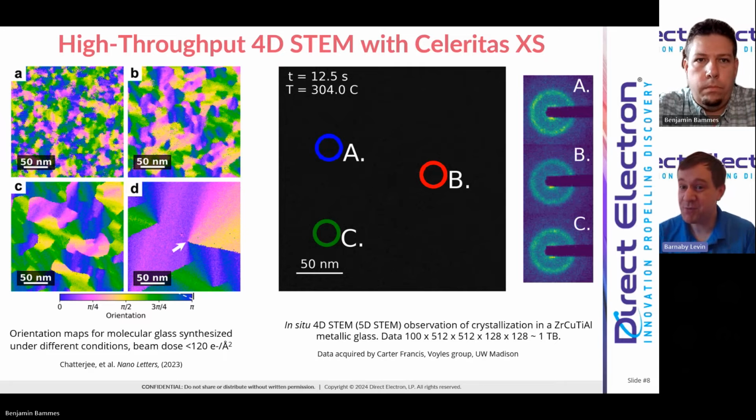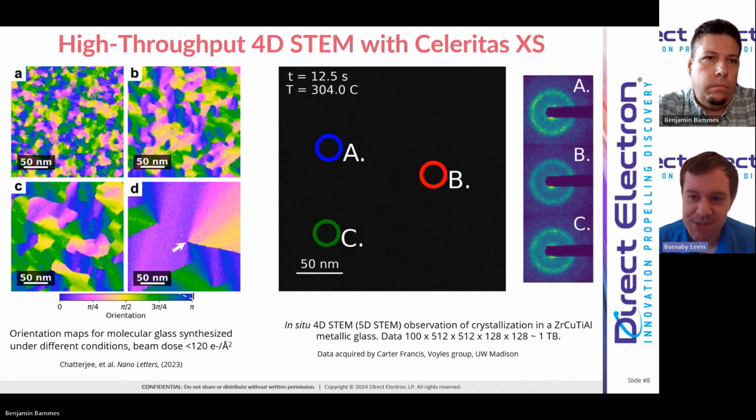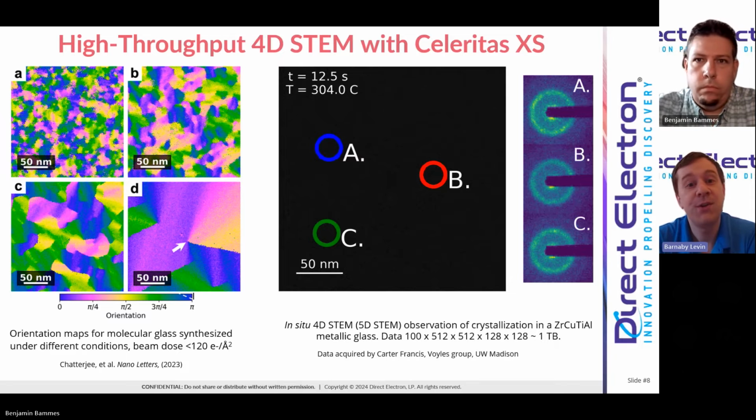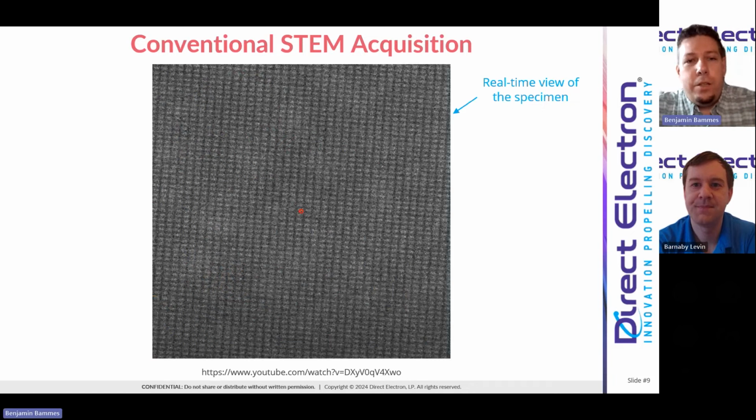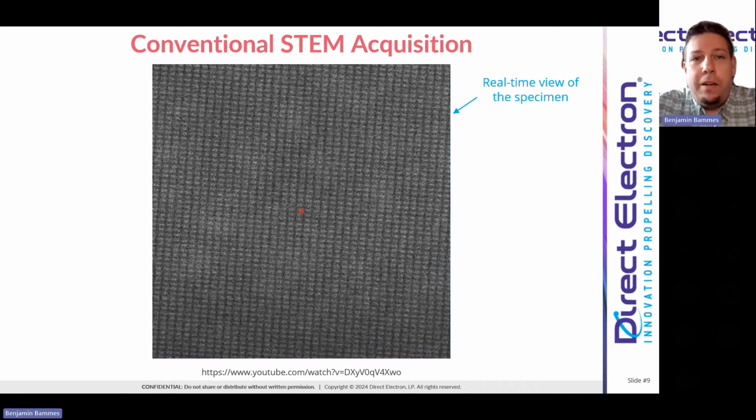So I've given a brief overview of 4D STEM and some of the different types of information you can get from it. And now I'm going to hand you over to Benjamin Barnes, who's going to talk about the challenges that we've been tackling when it comes to 4D STEM software. Yeah, thank you, Barnaby. So 4D STEM is incredibly powerful, as Barnaby has talked about.